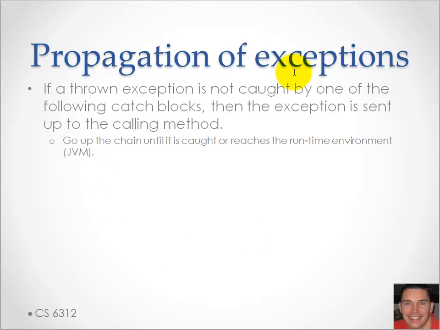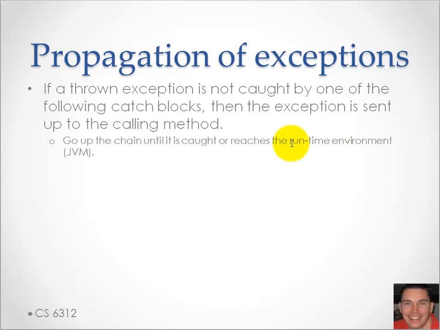Now, the propagation of exceptions, as I have said earlier: if a thrown exception is not caught by one of the catch blocks, then that exception is sent up to the method that called the particular method that you're in. If it's not caught there, then it's sent up to the method that called it. And it will continue to go up the calling chain, or what we call the call stack, until it is finally caught, or until it finally reaches the main method.